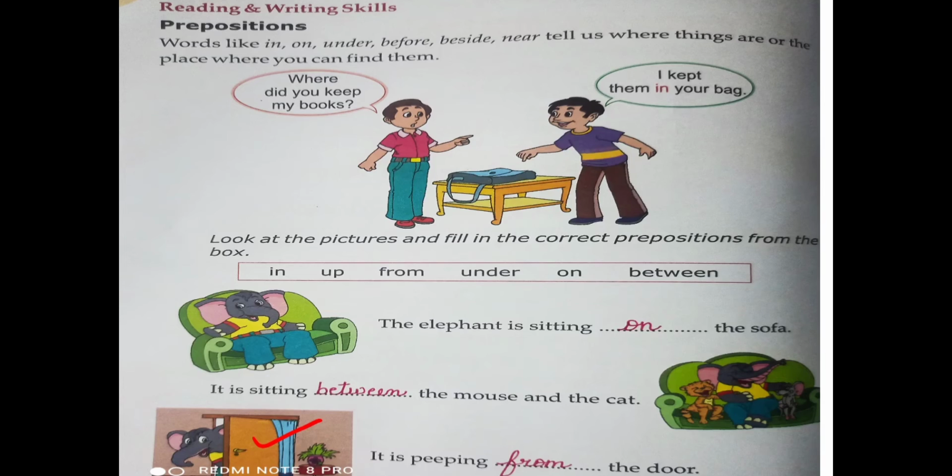Where is the elephant? You can see that it is sitting on the sofa. Second sentence: it is sitting dash the mouse and the cat. Where is the elephant? You can check it out. It is sitting between the mouse and the cat. In the third sentence, it is peeping dash the door. You can check it out. Where is the elephant? It is peeping from the door.